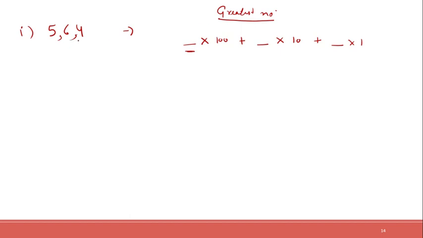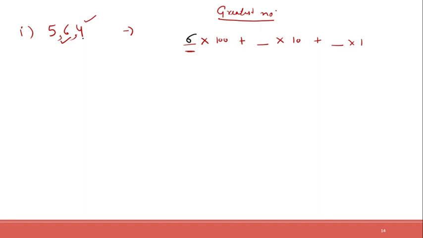To make the number greatest, what do you think we should place here among these three digits? We'll take the greatest digit so that it can be multiplied by 100 and we'll get the greatest value of 100. So from these three digits, which is greatest? 6 is greatest, right? So we'll write 6 here.